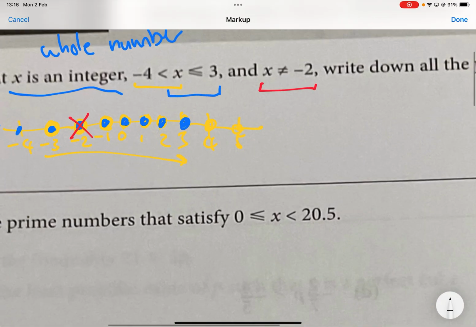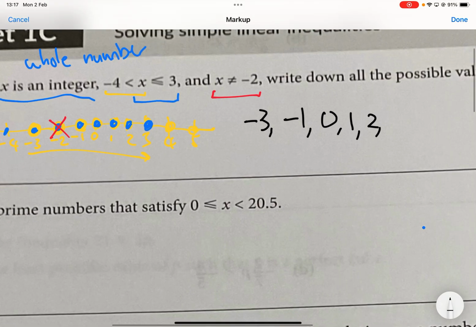So x can be -3, cannot be -2 because of this condition. X can be -1, can be 0, can be 1, can be 2, can be 3.